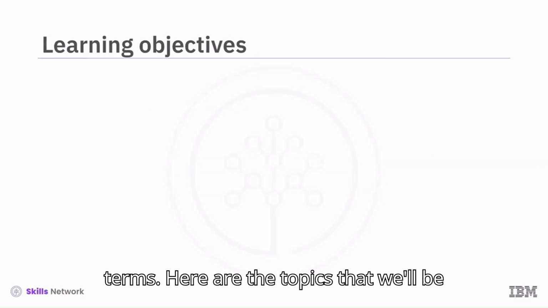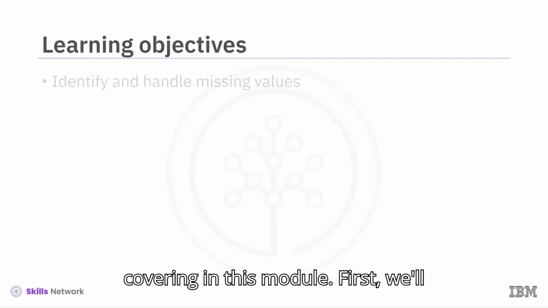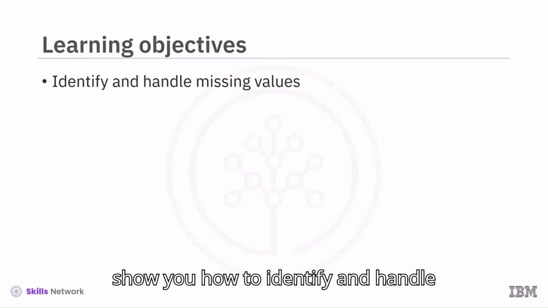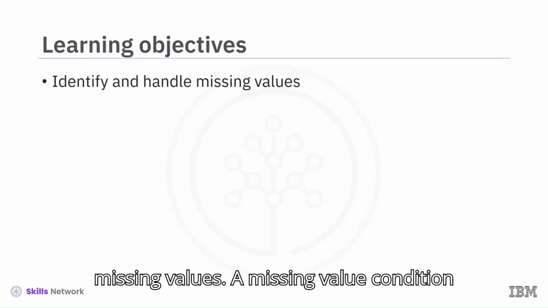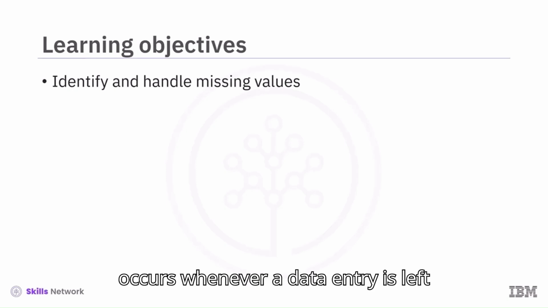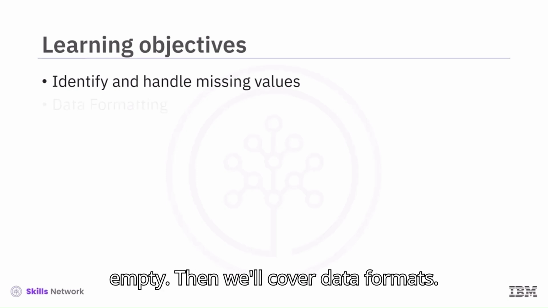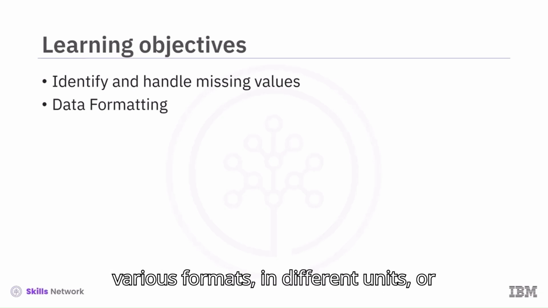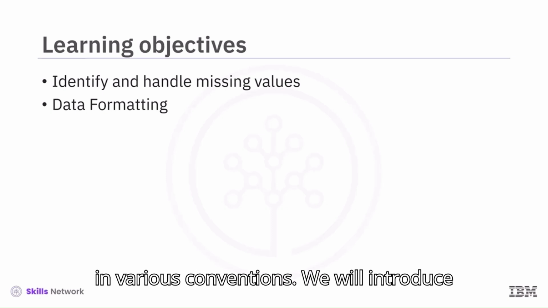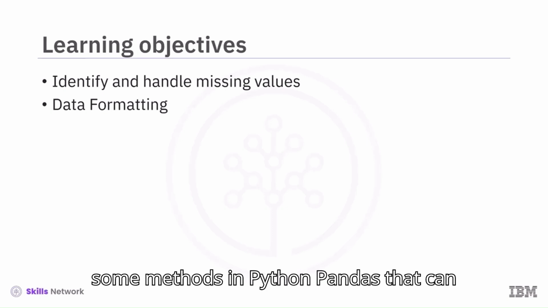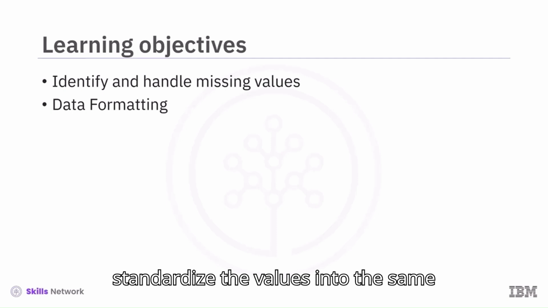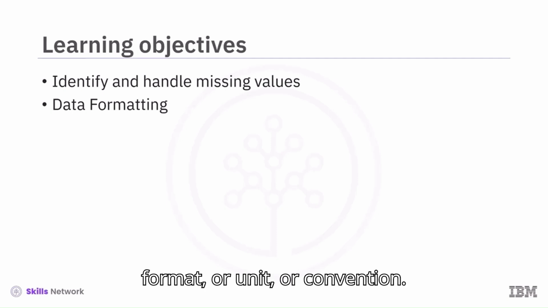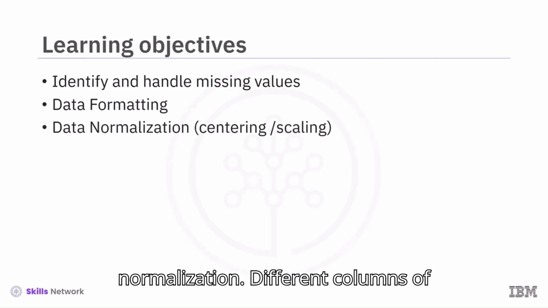Here are the topics that we'll be covering in this module. First, we'll show you how to identify and handle missing values. A missing value condition occurs whenever a data entry is left empty. Then we'll cover data formats. Data from different sources may be in various formats, in different units, or in various conventions. We will introduce some methods in Python pandas that can standardize the values into the same format, or unit, or convention. After that, we'll cover data normalization.